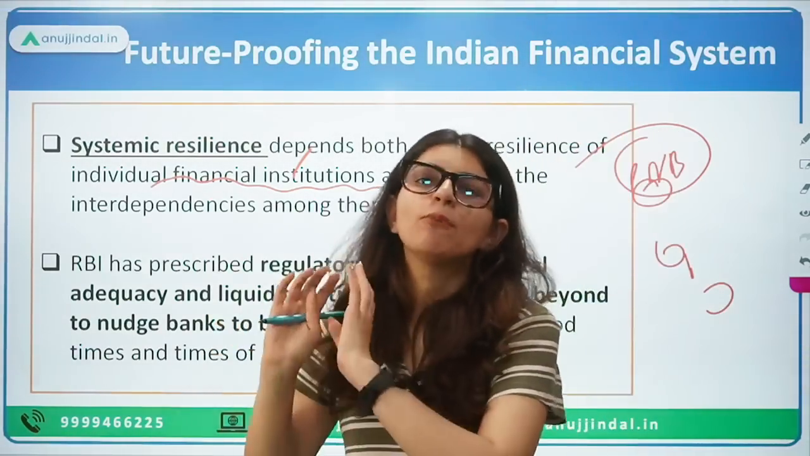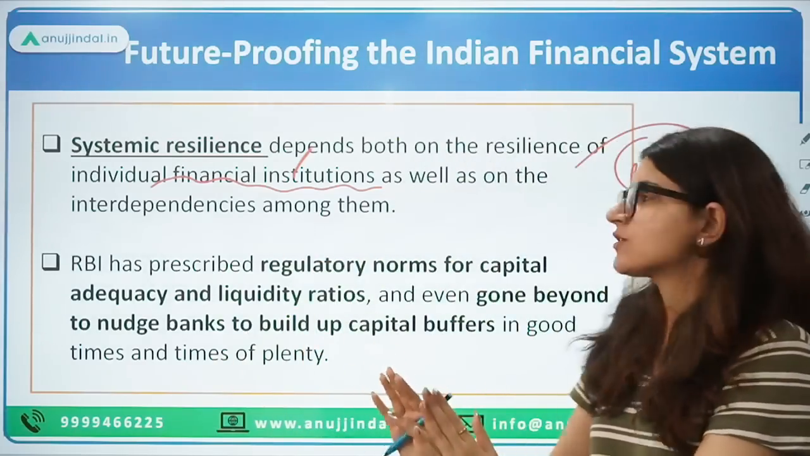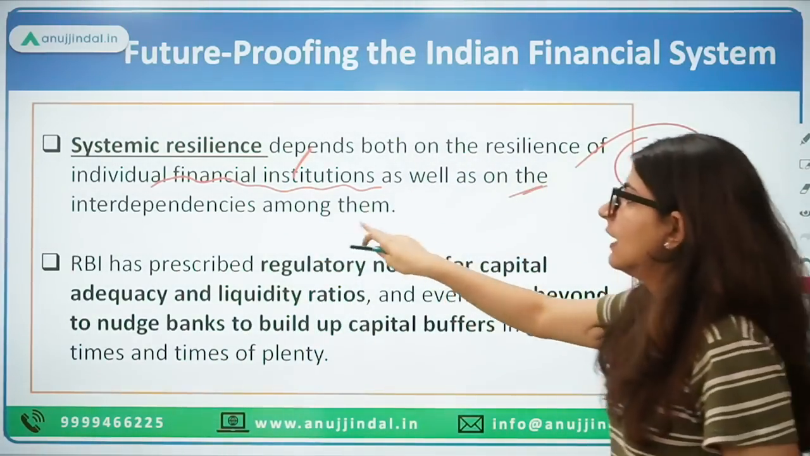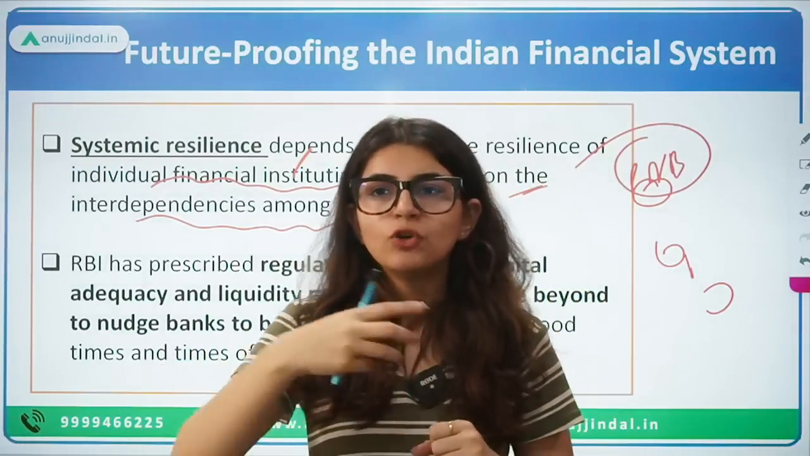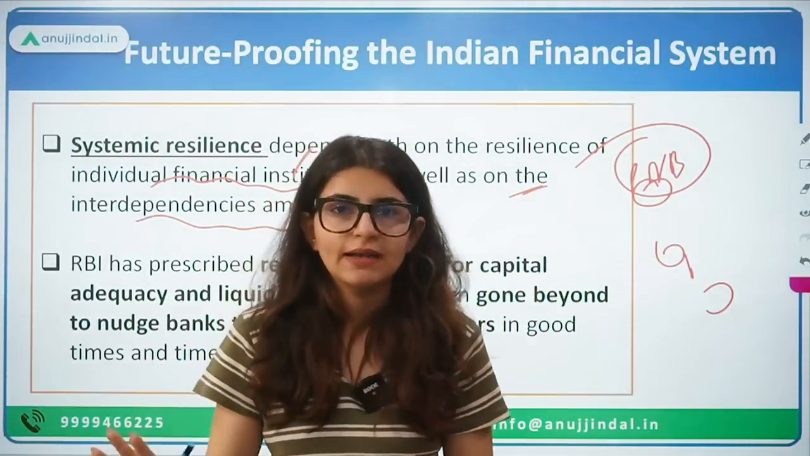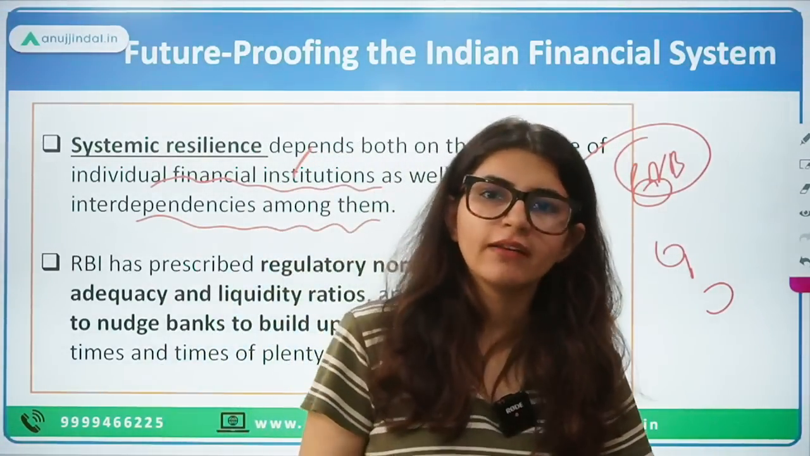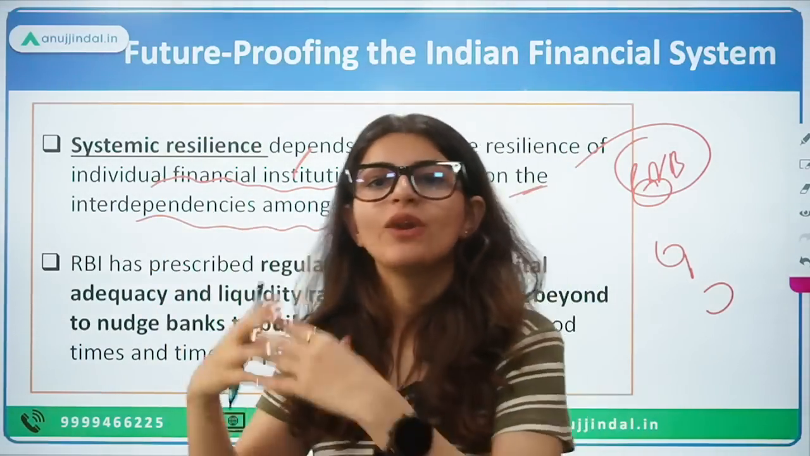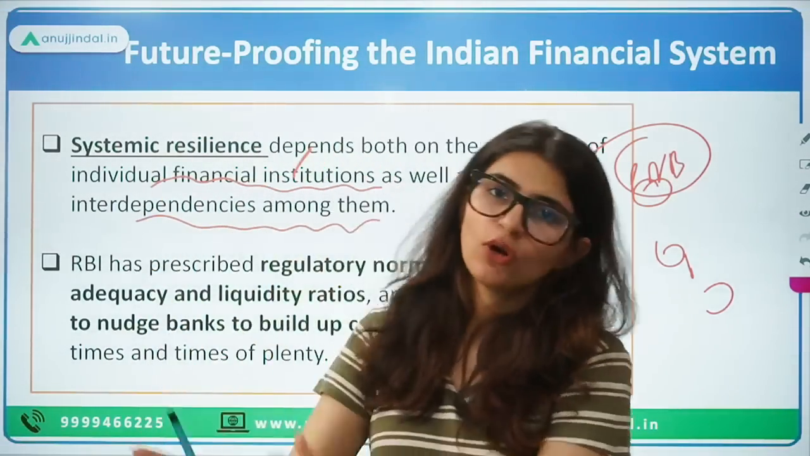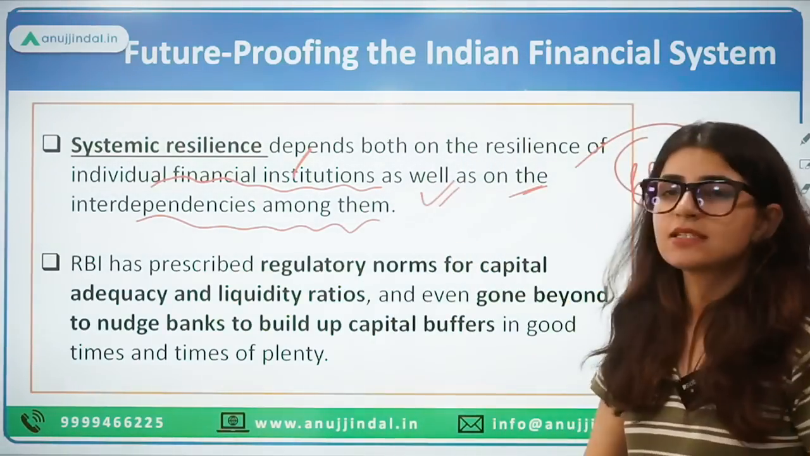Apni taraf se aap bahut acha perform kariye, individual financial institutions, but at the same time they are interdependent, they are not independent of each other, they are interdependent on one another, jiski wajah se systemic risk bahut zyada badh jata hai and collapse of the financial market hone ke bahut zyada chances ho jate hain. So that is systemic resilience.